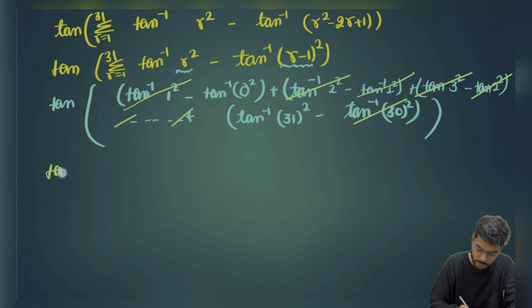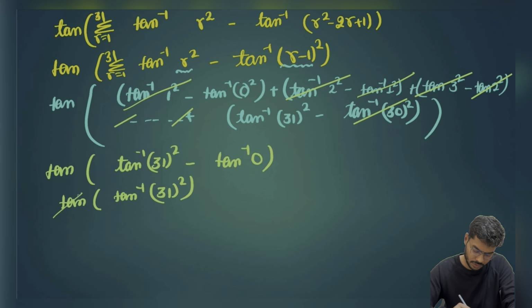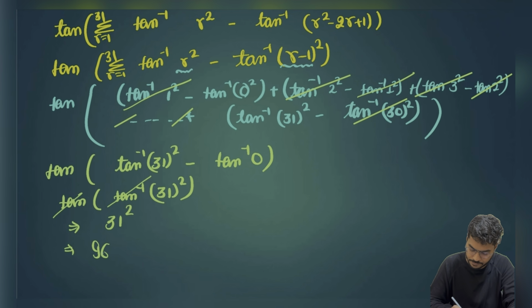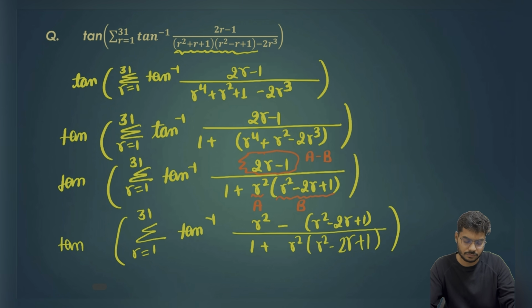So the left portion is nothing but tan inverse 31 square minus tan inverse 0. What is tan inverse 0? Tan inverse 0 is nothing but 0, right? These two terms, tan and tan inverse function, will cancel out. Answer will be 31 square. What is 31 square? 961. So the answer of this question is 961. I hope you can solve these types of questions. Moving on to the next question.